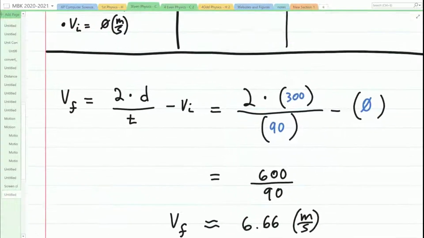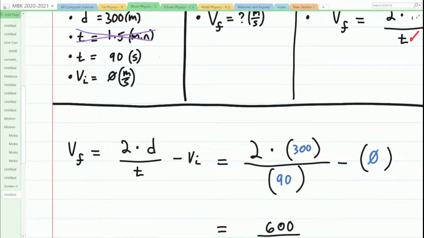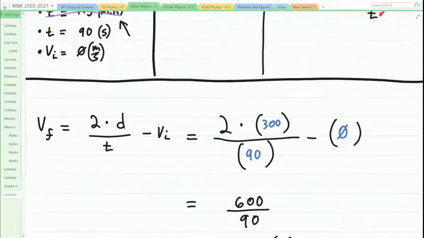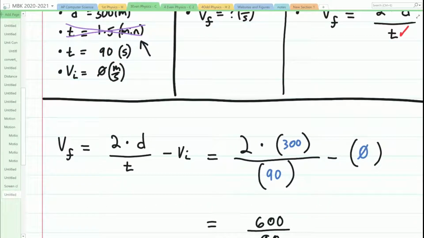So the 90 was from the 1.5 minutes. Does that make sense? I converted the 1.5 minutes into seconds. In 2 minutes, it's 120 seconds. In 1 minute, it's 60 seconds. So 1.5 minutes is 90 seconds. Does that make sense?